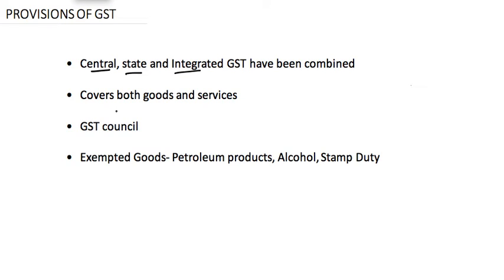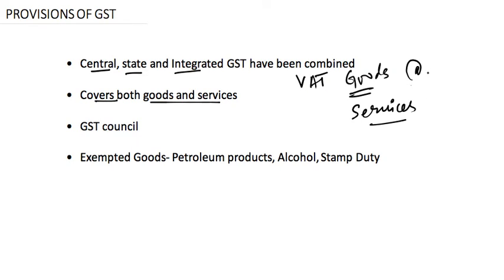Let's come to this next provision, covers both goods and services. This is very important because VAT covered only goods, it did not cover services. This resulted in different tax rate for goods and services, and this resulted in certain advantages for people who were selling services over the people who were selling goods. By bringing them at par, it is aimed at making goods and services competitive to each other. It also aims at creating a GST Council. We will talk about GST Council briefly.